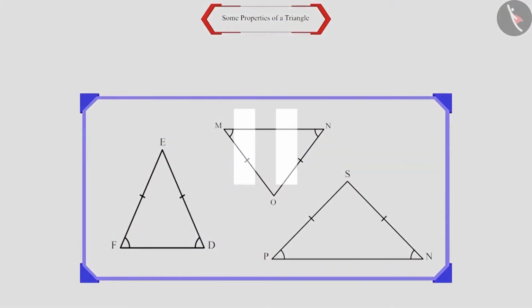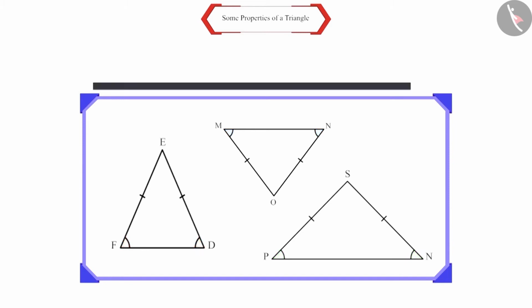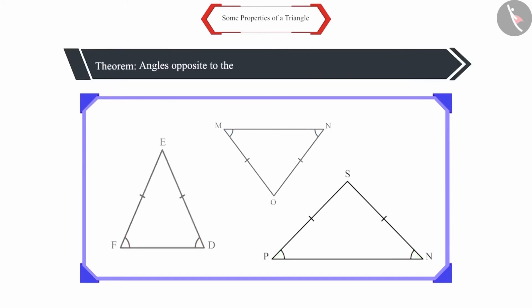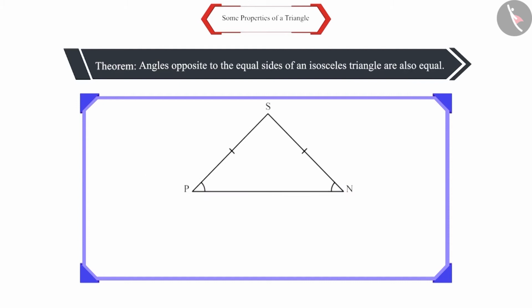Pause the video to repeat this activity for other isosceles triangles. And now you will come to the conclusion that for each isosceles triangle, angles that are opposite to the equal sides are equal. We can write this as a theorem in the following manner. Angles opposite to the equal sides of an isosceles triangle are equal.